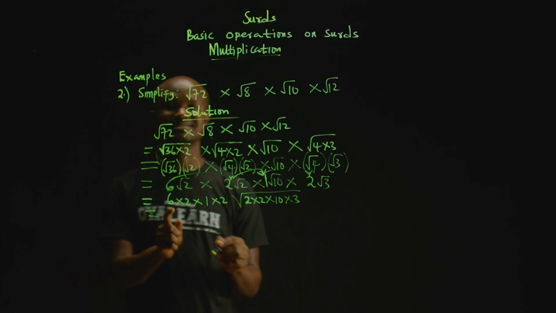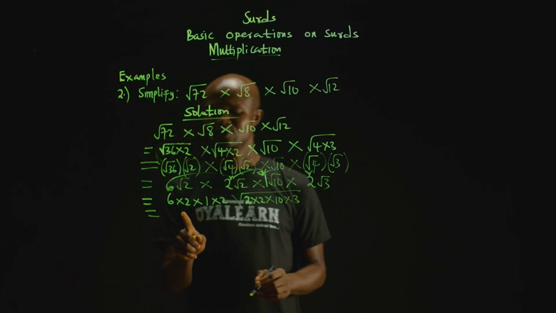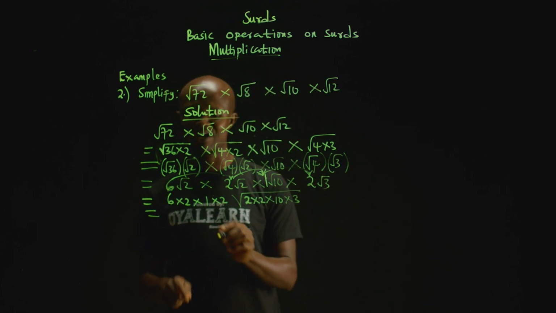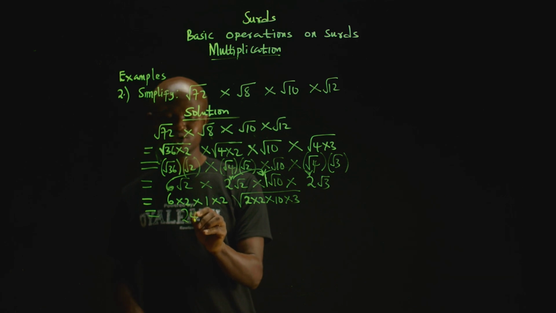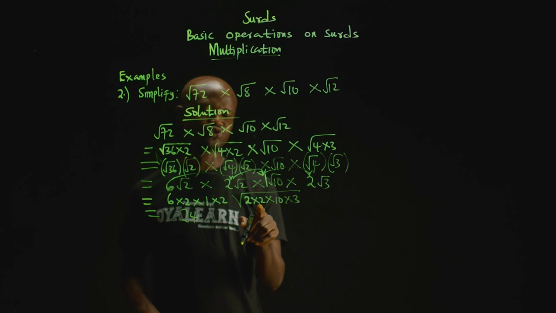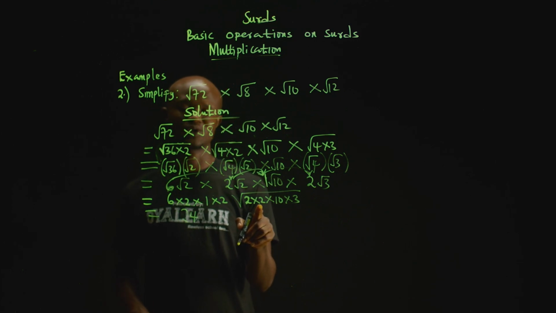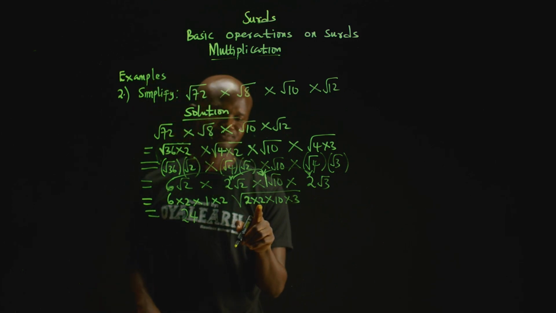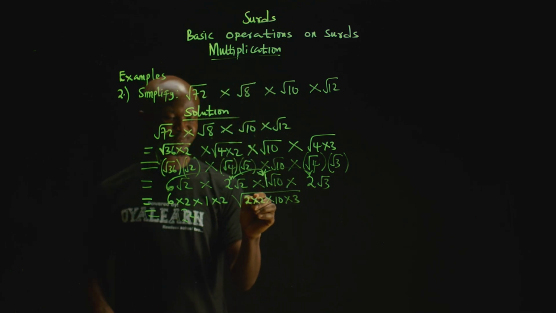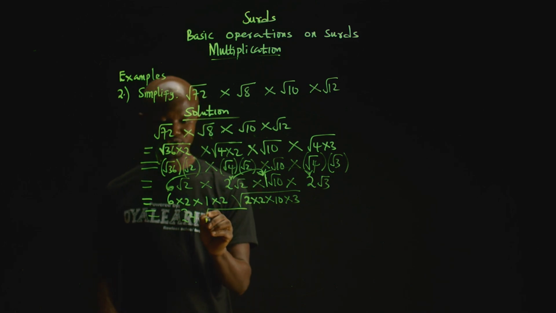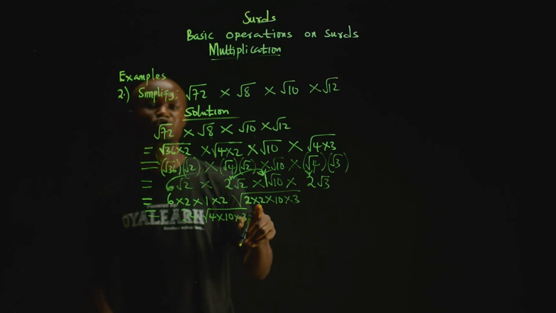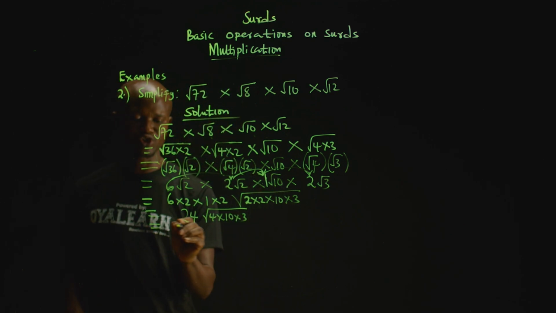So in this case, 6 times 2, we have 12. 12 times 1, we have 12. Then 12 times 2, we have 24. This will give us 24 root, and what are we having here? 2 times 2. This is 4. You can see we're having 4 here, and this is 10 and this is 3. So we can split this as root 4 times 10 times 3. 2 times 2 is 4. So we now have this to be what?